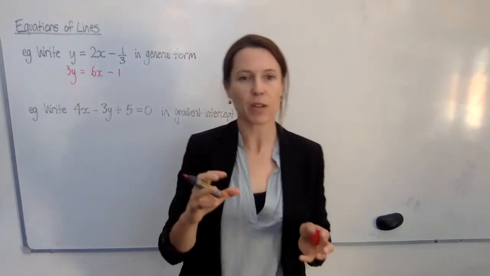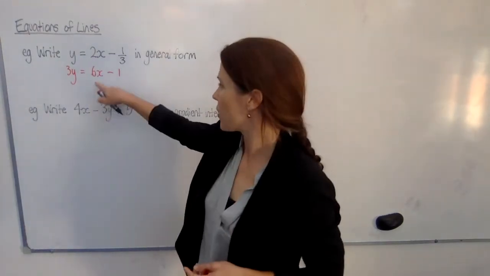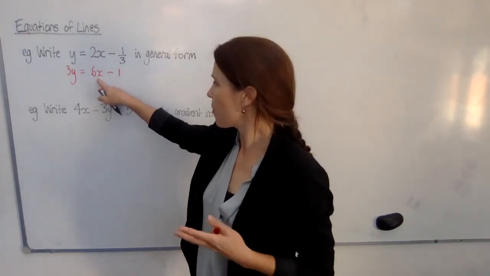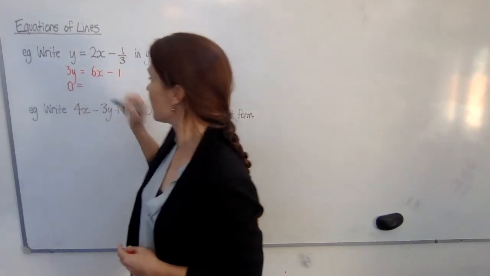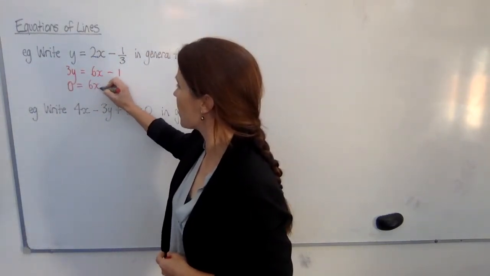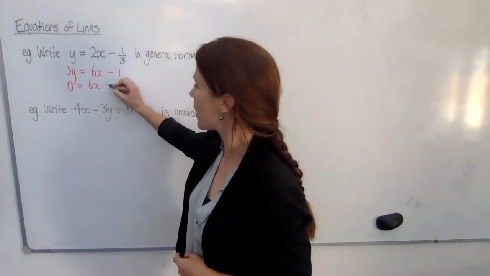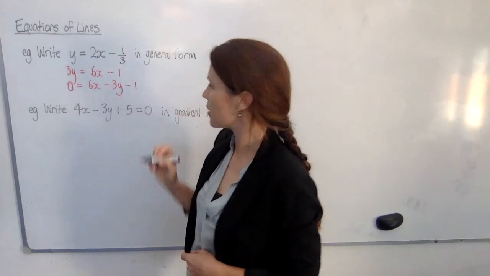Now I have to get everything all on the same side. Now when you're working out which side to put it on, we need to make sure that the x's are positive. So we want 6x, not minus 6x. So I'm thinking we'll put everything all over on this side. That will leave nothing over here. So we'll have 6x's. We've taken away 3y from the left-hand side, so we need to take away 3y from the right-hand side as well.